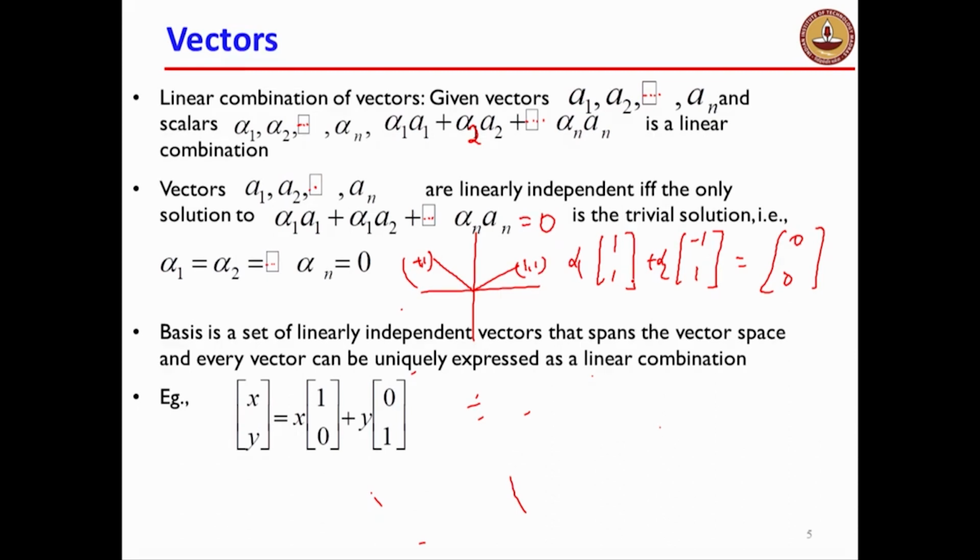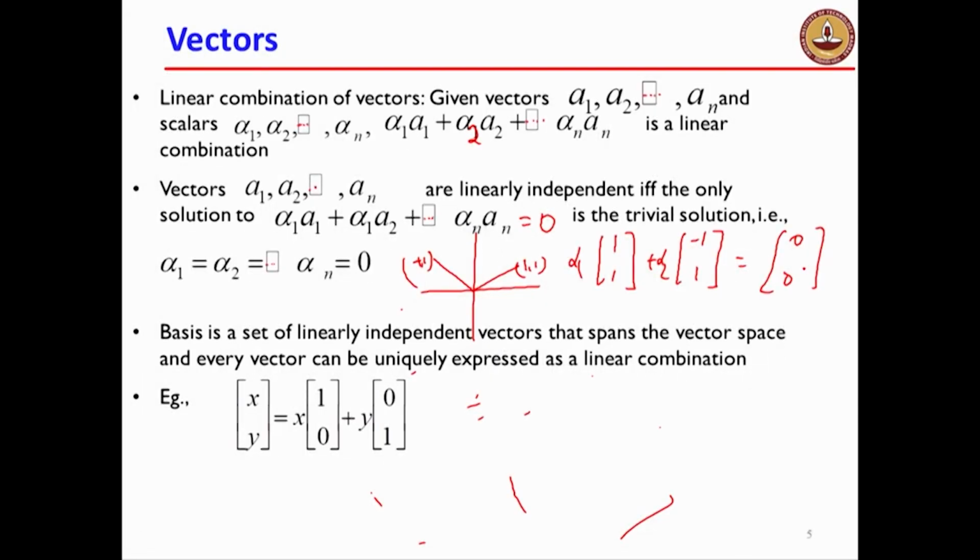Now, is this the only possible way I can get a 0 vector from these two vectors? In this case, it turns out yes. The only way I can get the 0 vector is by choosing alpha 1 equal to 0 and alpha 2 equal to 0. For any other value of alpha 1 and alpha 2, no matter how small, how big, how positive, negative, I will never be able to get the 0 vector for any other choice of scalars.